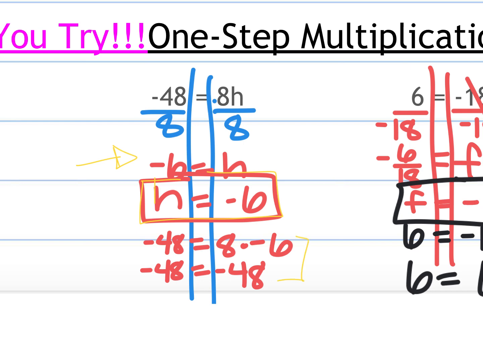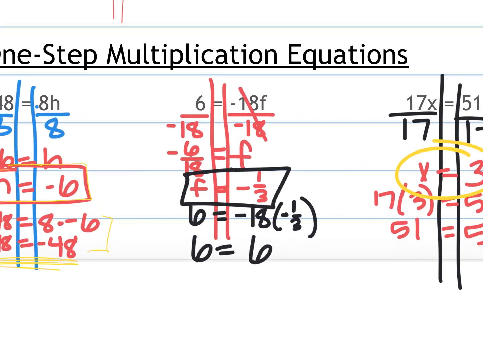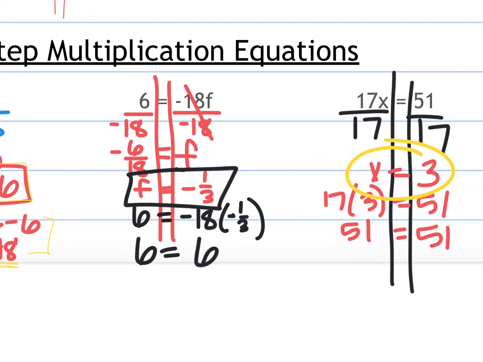And then I put 8 times negative 6 to check that it equals negative 48, and it does. So h equals negative 6. Next, 6 equals negative 18f. So this one is going to be a fraction, because negative 18 times something equals 6. So that means it has to be something less than 1 to get me a smaller number. If you accidentally got 3, and then if you would have checked it, negative 18 times 3 is not 6. So then hopefully you realize that was not correct.